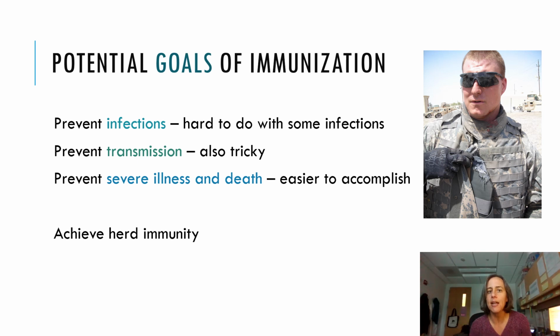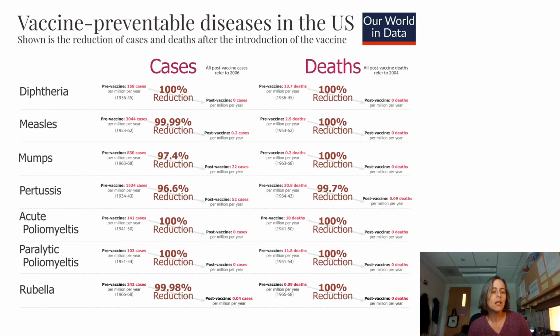And this is something that we have actually achieved for many infectious diseases, which is why you have maybe never heard of them or have never known anyone who got sick with them. So let me show you some examples of some success stories of vaccines in the United States. So here we are again looking at one of my favorite data websites, Our World in Data, looking at vaccine preventable diseases in the United States.